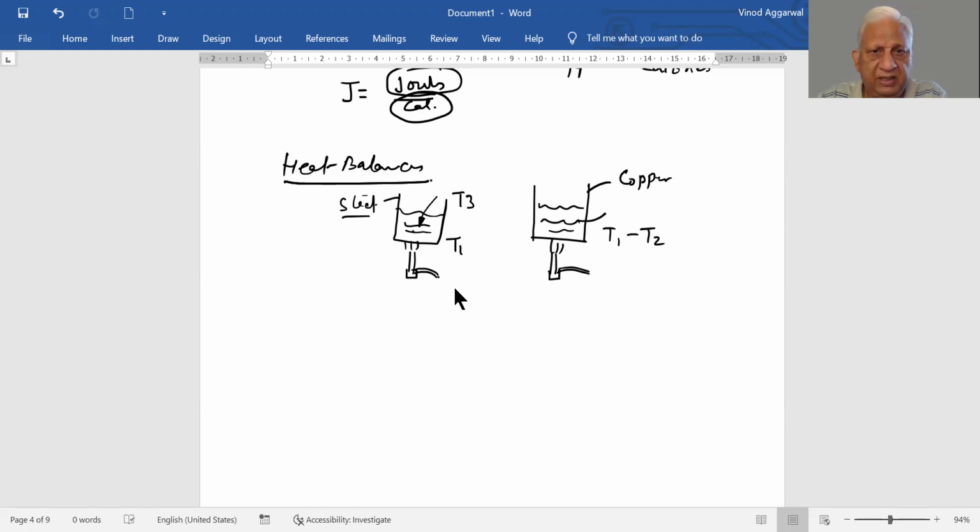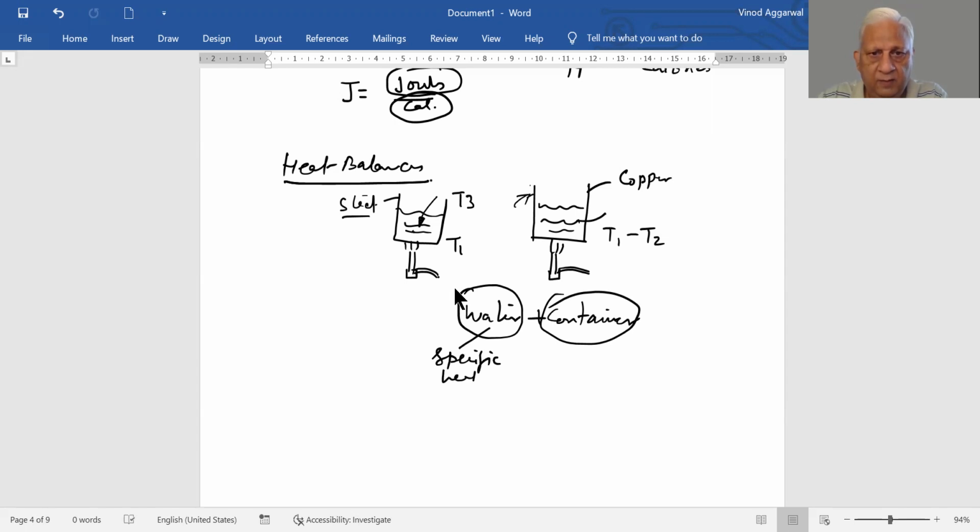Then can I simply take the temperature of this and take the specific heat of water to do my heat balances? No, I cannot do that. Why? Because there are two materials involved now. One is water plus the container. When it is heated together, water is also heated, container is also heated. Now, water will have some specific heat, let us say S1. Container will have another specific heat, let us say S2.